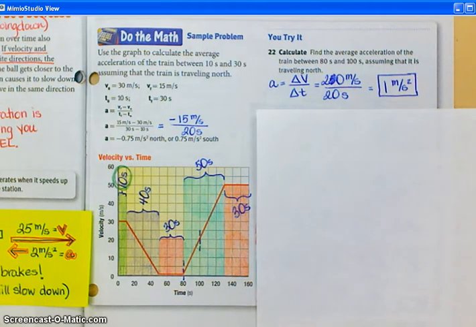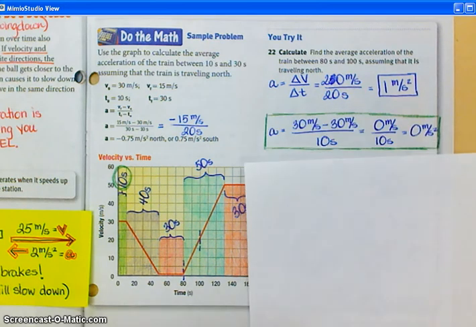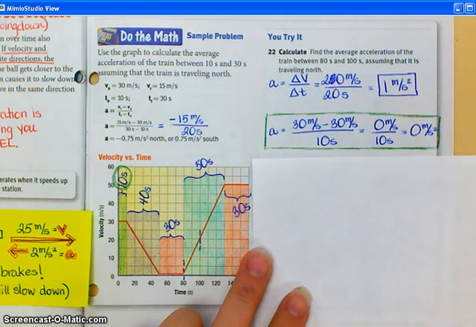Okay, but I notice that my red velocity graph line is horizontal. Remember that a horizontal line on a distance versus time graph meant that I was stopped, that my distance wasn't changing at all. Well, on a velocity versus time graph, you have a similar situation. It means that your velocity isn't changing at all. And if your velocity isn't changing at all, that means you're not accelerating. So let's look at the first calculation for the first part of this graph.